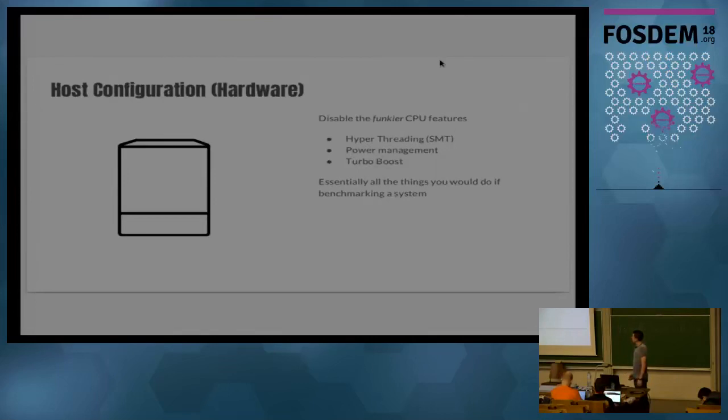From the host configuration, the hardware level, when you're benchmarking a system, these same kind of things come up. You want to disable fancy features, so power management, things like turbo boost. You don't want any magic going on in your hardware. You don't want it throttling the CPU because it decided that, oh, we're going to save you a little bit of power. You want it running 100% of the time. So basically disable hyperthreading, power management, turbo boost, that kind of thing.